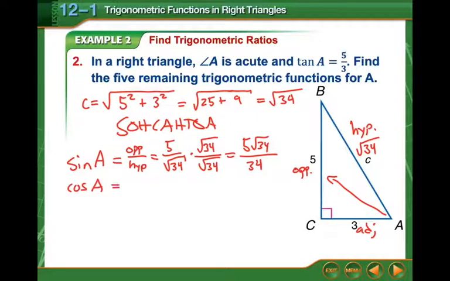So cosine of A is going to be our adjacent over hypotenuse. So that's going to be the 3 over square root 34. And once again, we have to get rid of that square root of 34 in the denominator. So square root of 34 over square root 34. And it's just 3 square root 34 over 34.